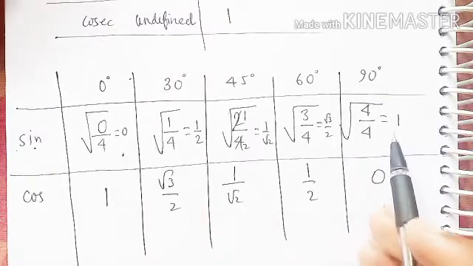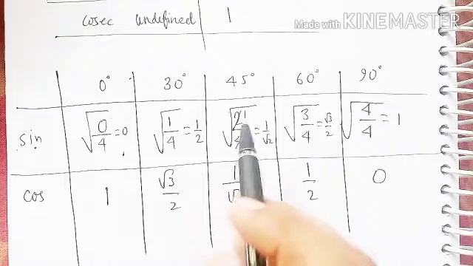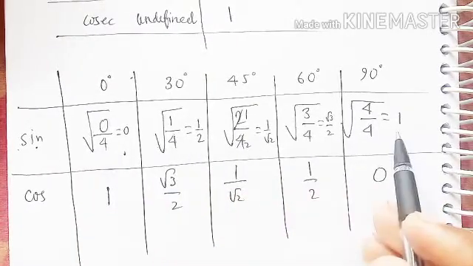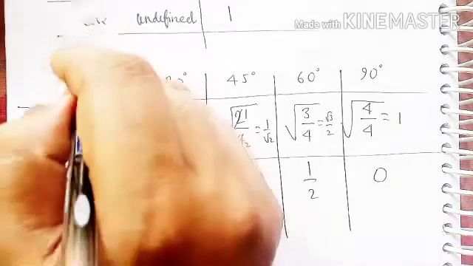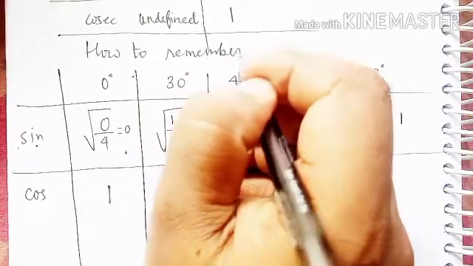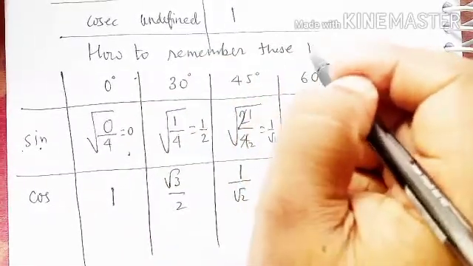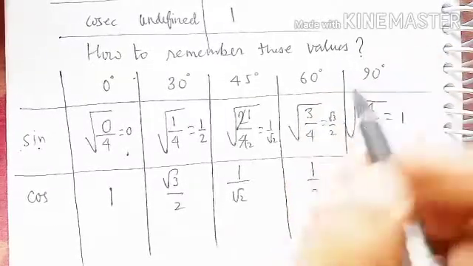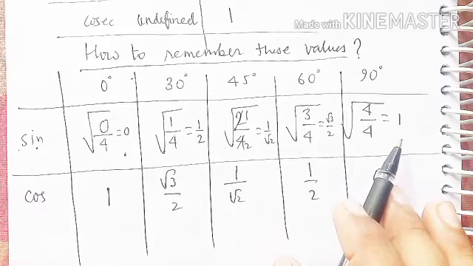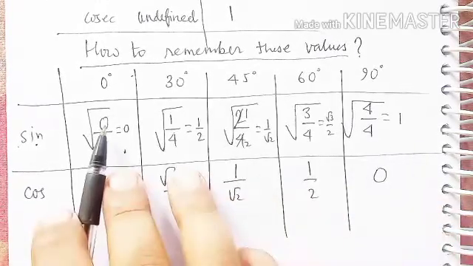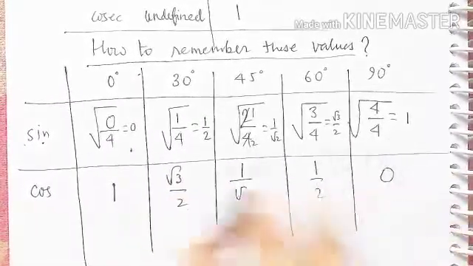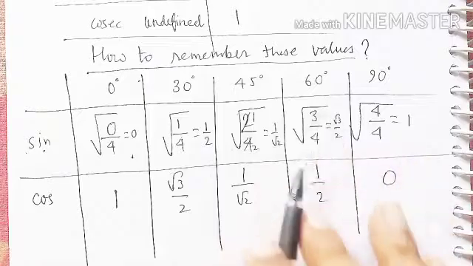Let me repeat. You have to write firstly 0, 1, 2, 3, 4 and you have to divide each one by 4. Right? This is the way how to remember these values. Now you should start from here. After that you have to divide each one, 0, 1, 2, 3, 4, by 4. Then you have to take the square root of each one.